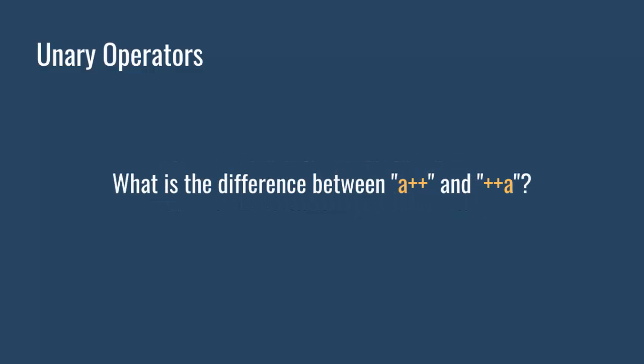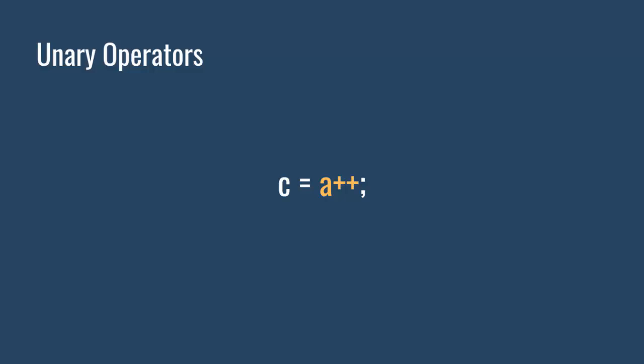What is the difference between a plus plus and plus plus a? There's a difference between the two. The first line assigns the value of the variable a to the variable c first, and then the value of the variable a adds 1. The second line means that the value of the variable a adds 1 first, and then the value of the variable a is assigned to the variable c.